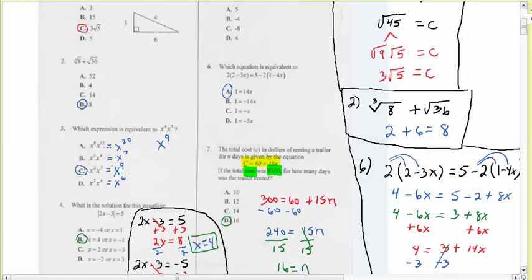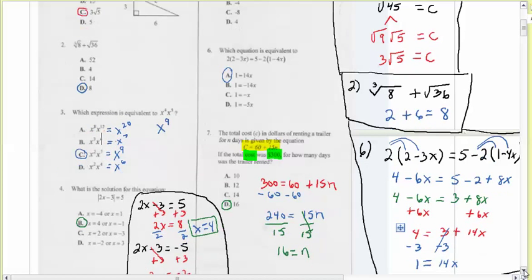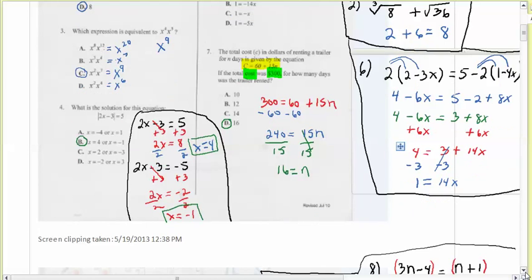Number 4, it's absolute value. So with absolute value, you're going to do 2 problems. Okay, so we set the first one up that is equal to 5. And I set that second one up, which is negative 5. And I just went ahead and did the math and solved the equation, and x is equal to 4.